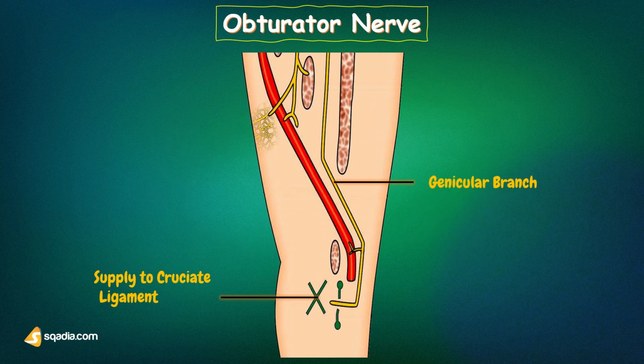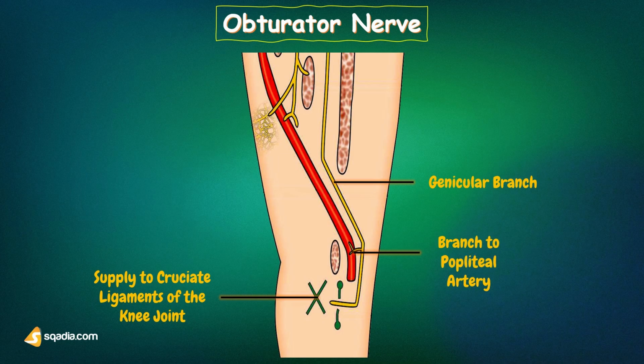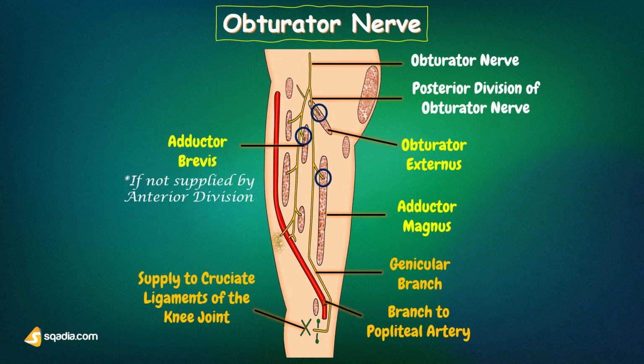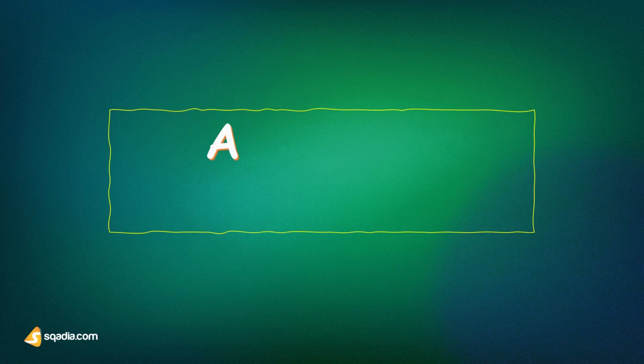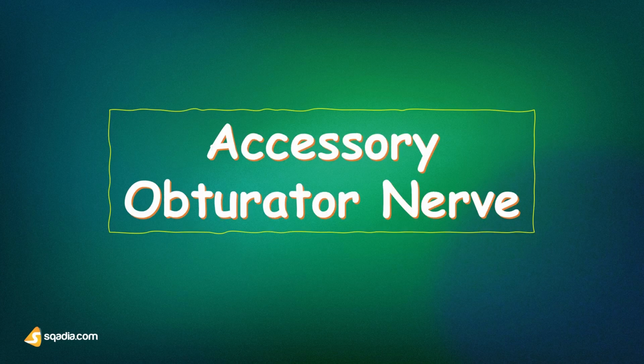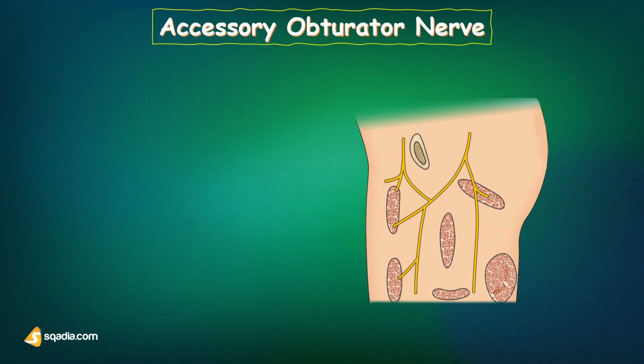oblique popliteal ligament, and ends by supplying the capsule and the cruciate ligaments of the knee joint. Some of its fibers end by innervating the popliteal artery. Here, the course of posterior division ends. Other than the obturator nerve, accessory obturator nerve is also found in the medial compartment of the thigh. This nerve is present in about 30% of individuals.